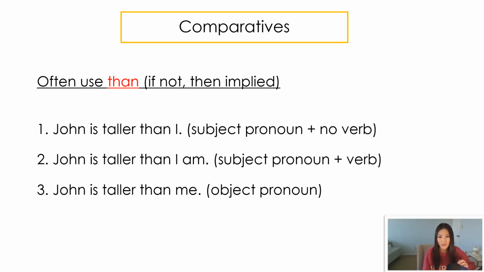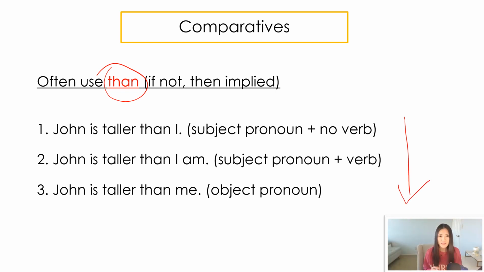A few notes here about comparative. Often we use the word than when we compare two things or people. And if we don't use it, then it's implied, meaning it should be clear who you're talking about or who you're comparing something to. Numbers 1, 2, 3 is pretty much the same sentence, but here the formality goes down with each sentence.